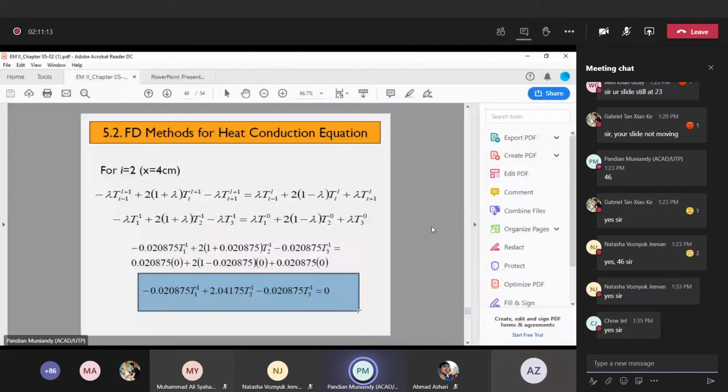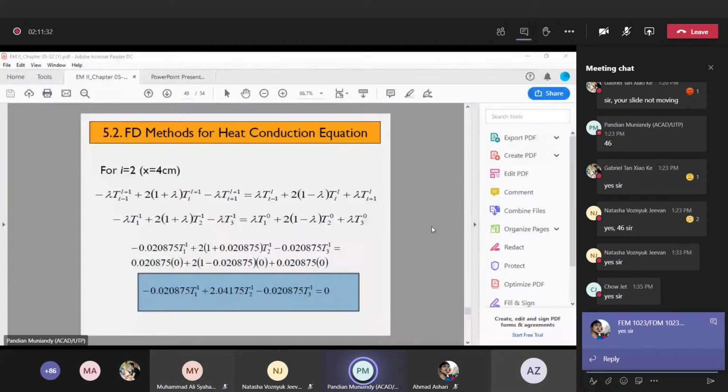Can you get the second equation? Jaujit, yeah. Who is Ahmad Azhari? Are you there, Ahmad Azhari? Okay, good. So Jaujit already got. All right. Now I3, very important, yeah.